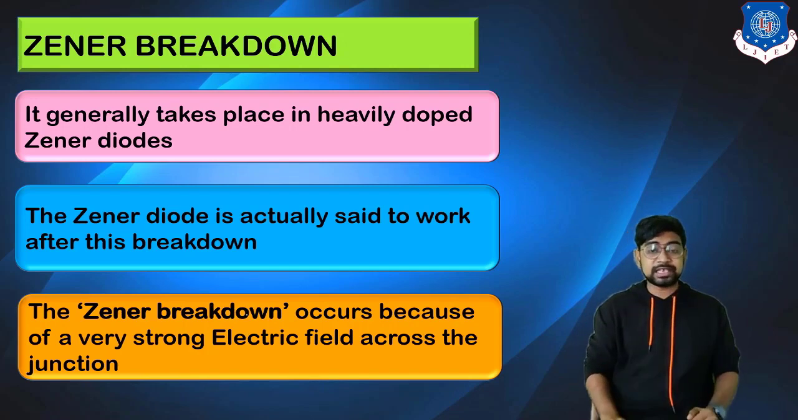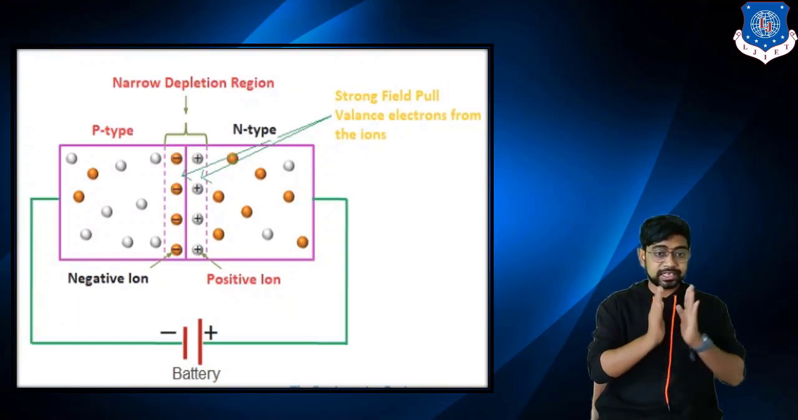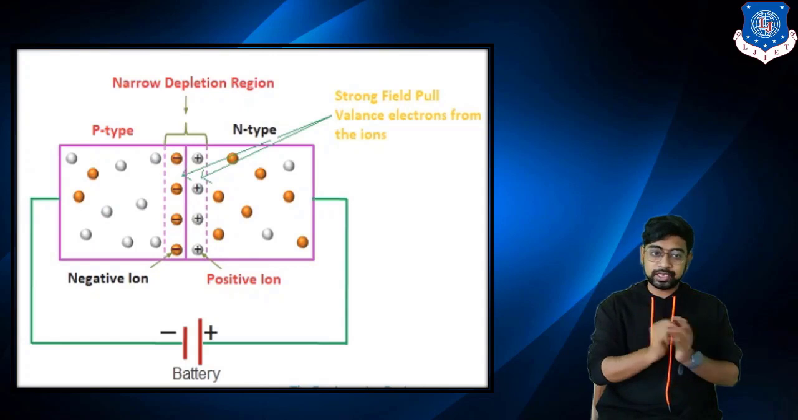Similarly, we will now see how the Zener breakdown occurs in our devices. So now we are taking a Zener diode. The depletion region is very narrow.